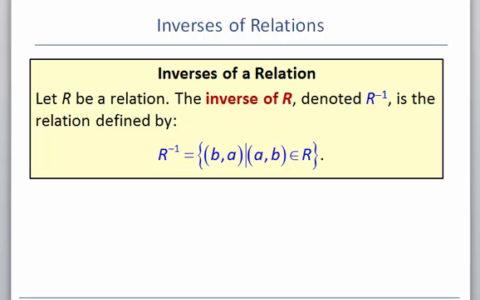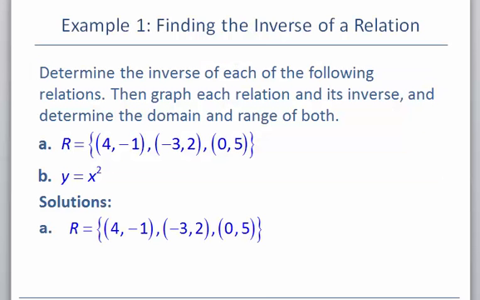Let's look at an example to illustrate this idea. Determine the inverse of each of the following relations. Then graph each relation and its inverse, and determine the domain and the range of both. So our first example has the ordered pairs (4, -1), (-3, 2), and (0, 5). So our first step is to determine the inverse of the relation.